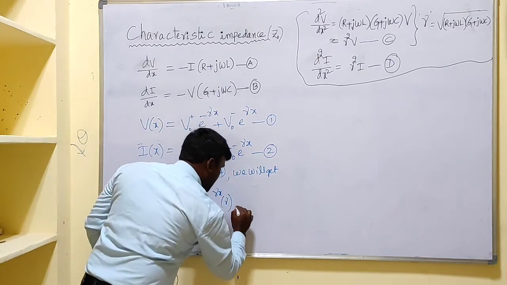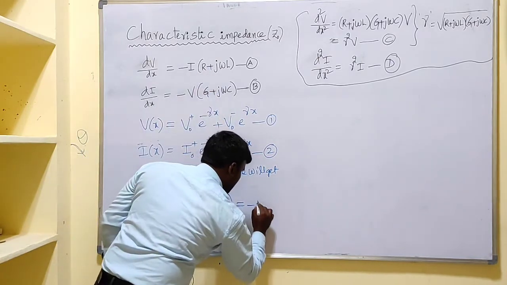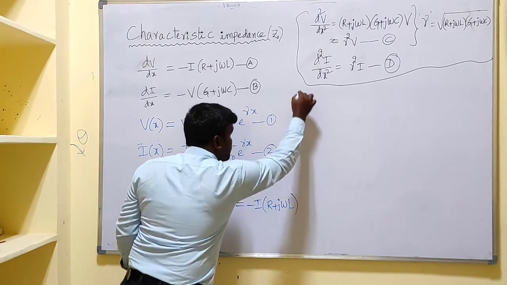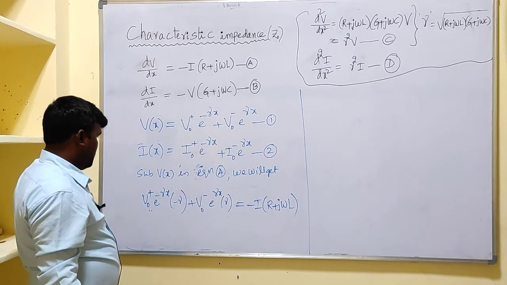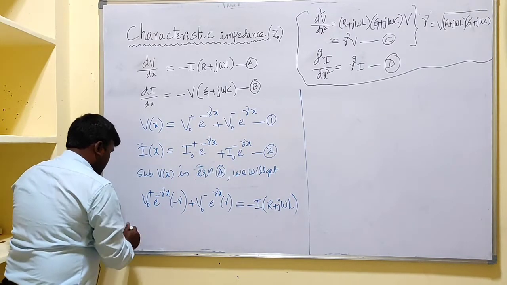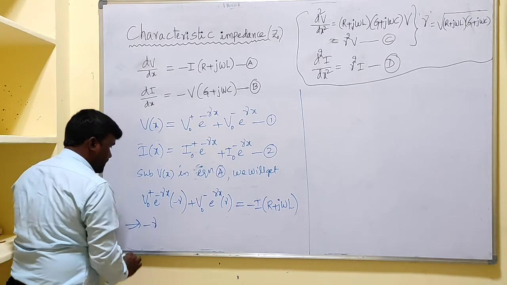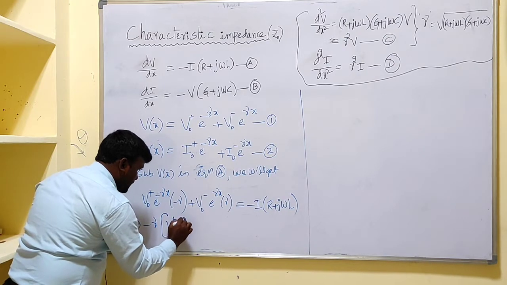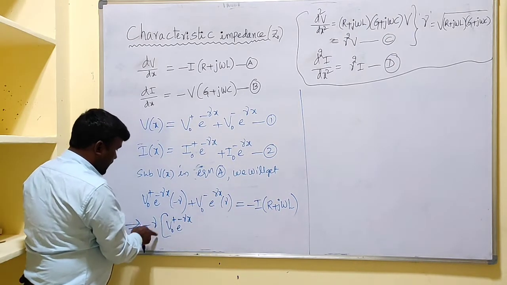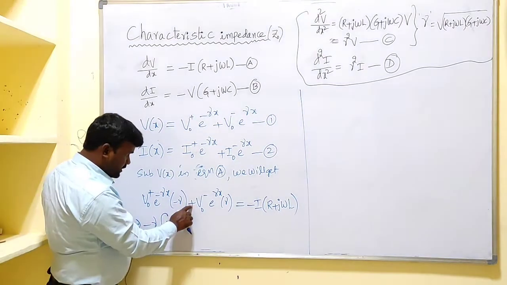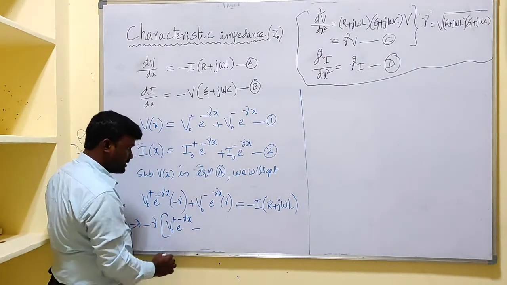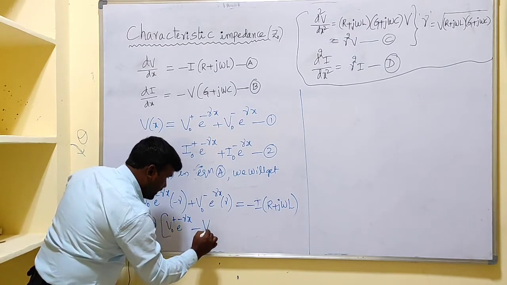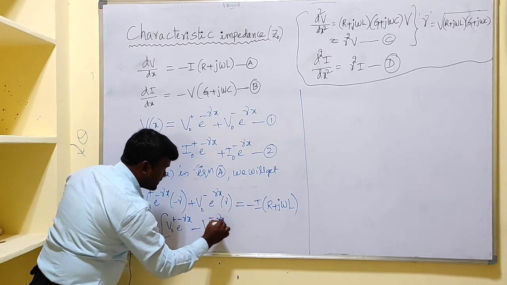On the right hand side we have minus I into (R plus j omega L). Let us take minus gamma as common on the left. The remaining terms are V0 plus into e to the power minus gamma x, and since we took minus gamma as common, minus into minus becomes plus, giving plus V0 minus into e to the power gamma x.